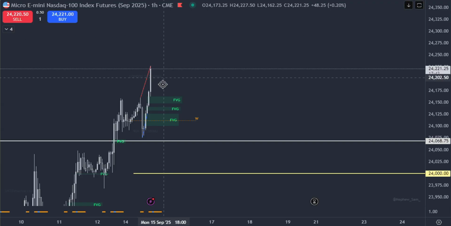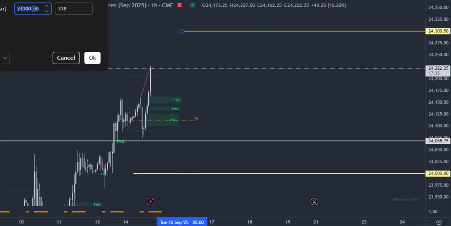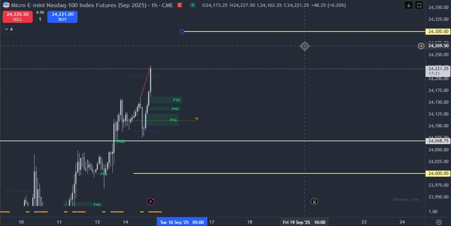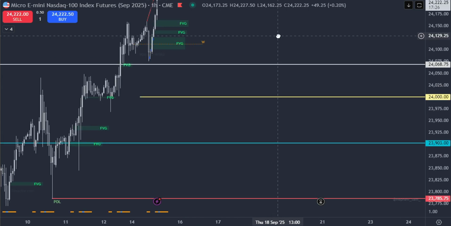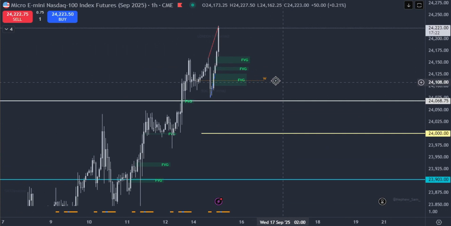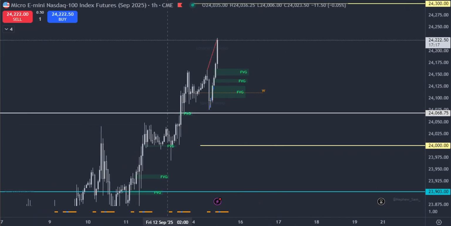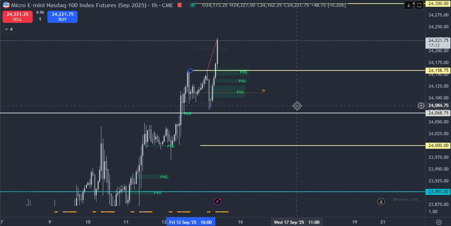Still looking for longs, so this is the high that I want to look for. On the hourly. This is buy side we just took.